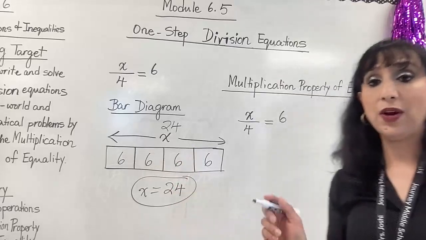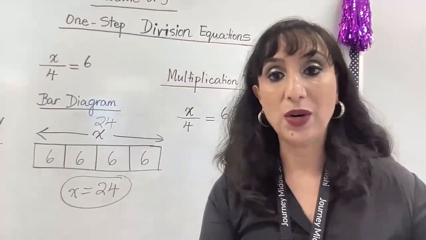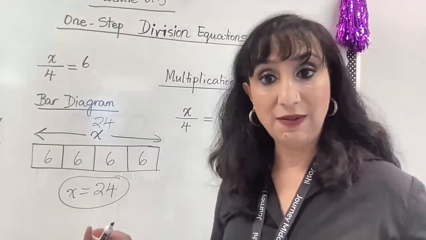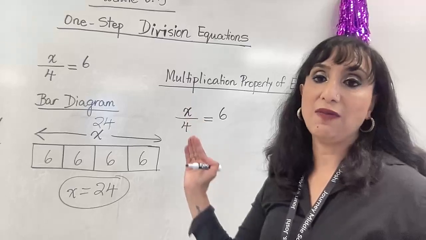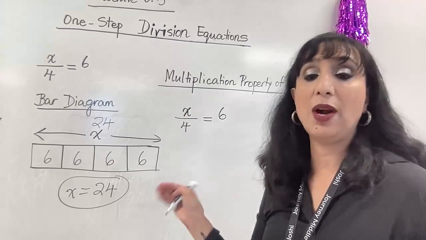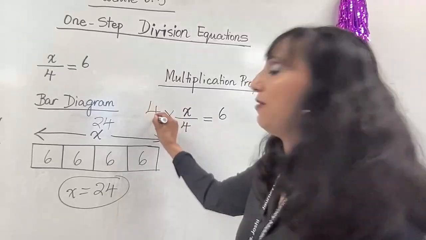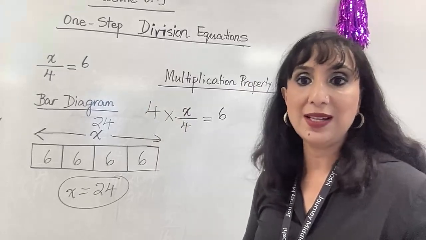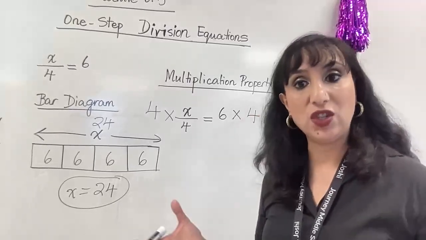All right, now we're going to use the multiplication property of equality, and we've talked about what is the inverse of division, because we know the fraction sign means that it is division. So the inverse of division is multiplication. So if x is divided by 4, I'm going to multiply with 4. And whatever I do on one side of the equation, I'm going to do exactly the same thing on the other side of the equation to keep it balanced, because an equation is a balance.